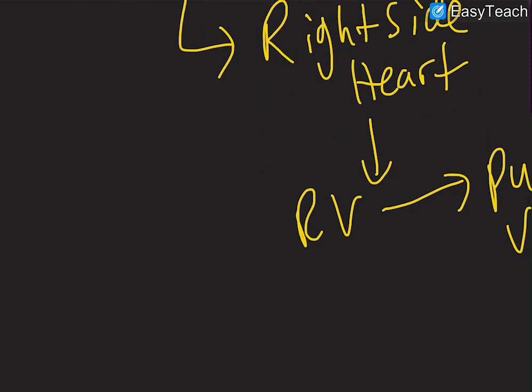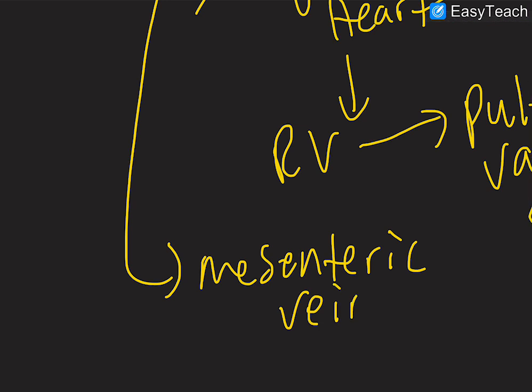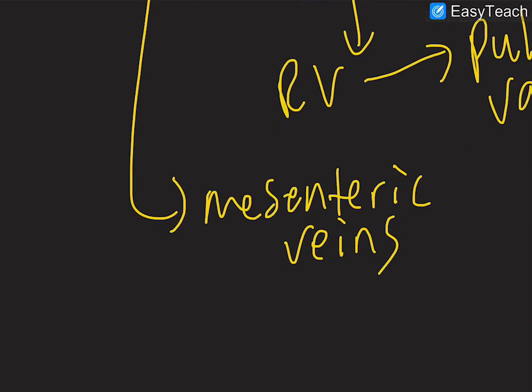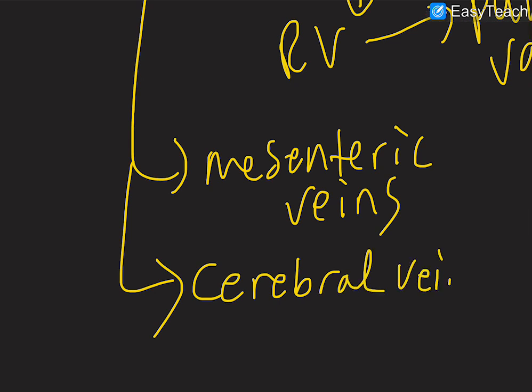And we can also get clots forming in your mesenteric veins, which are the veins that drain your intestines, which can be bad, right? Because that's also a way you can get ischemic damage to your intestinal cells. You can get clots forming in your cerebral veins. Okay, so that can increase your overall intracranial pressure, which can be dangerous.